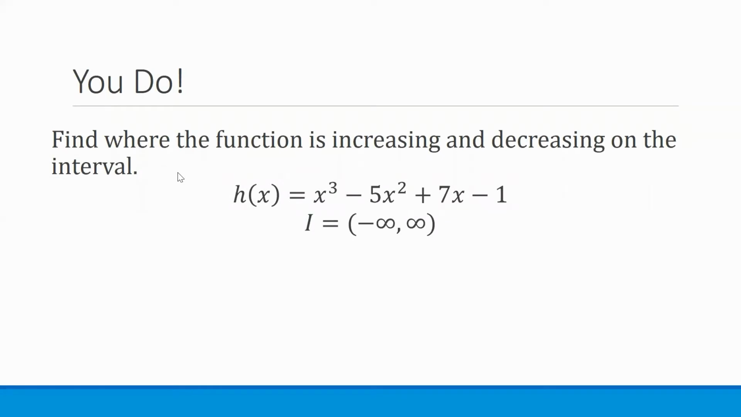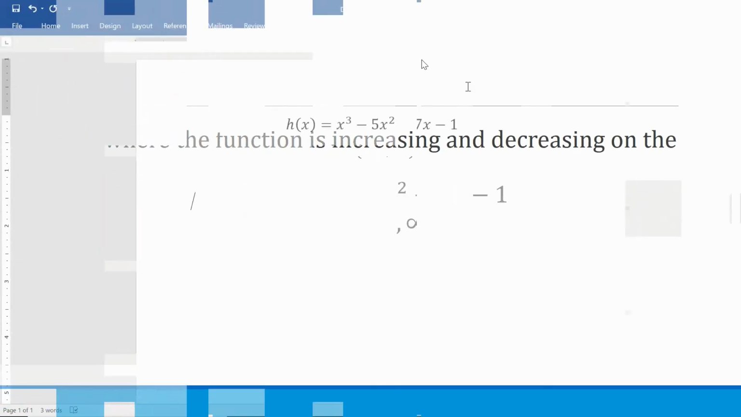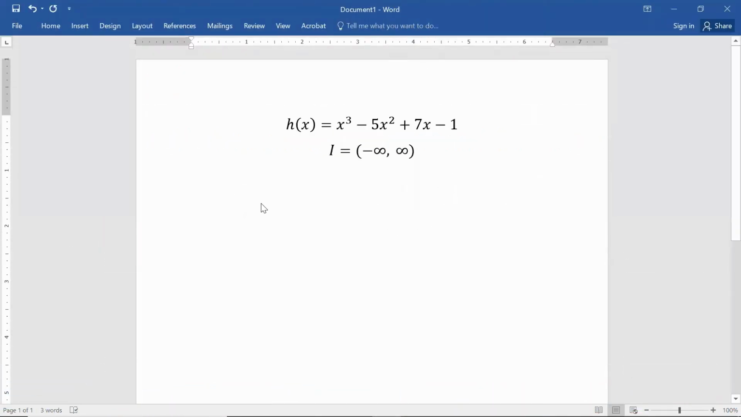We want to find where the function h of x is increasing and where the function h of x is decreasing on the interval from negative infinity to positive infinity. Let's go ahead and do that. The first step we need to do is to find the critical values. That requires me to take a derivative.